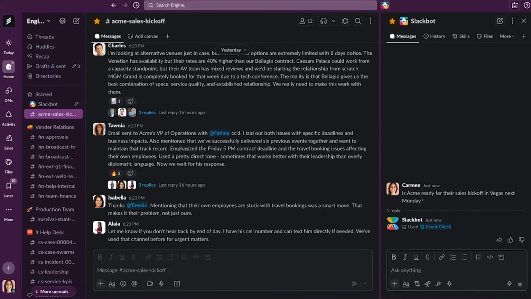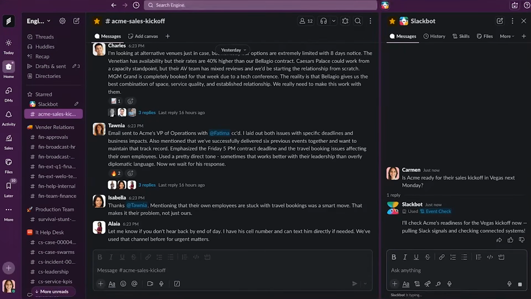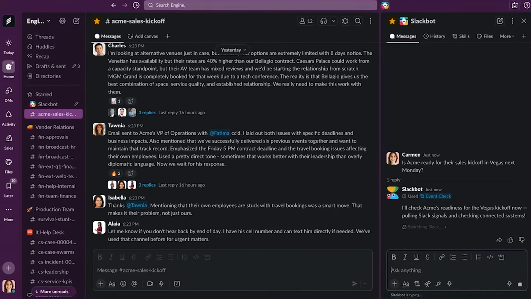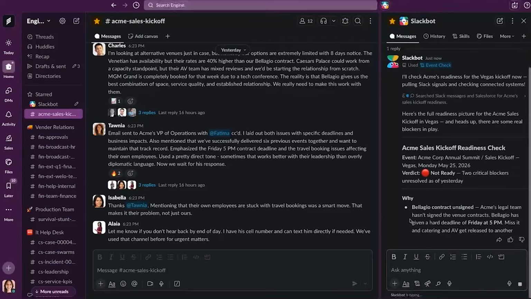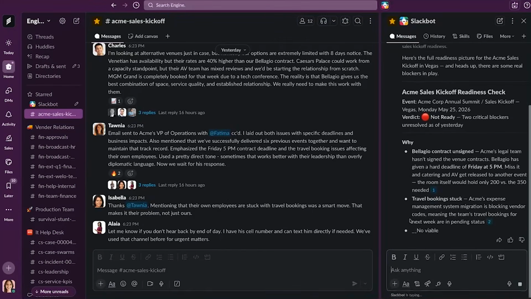What's cool about Slackbot is that it has access to all of that context living in Slack. I've got my channels, my canvases, my files, my conversations. And what's going to happen here is we're going to see it start to query this information for me and pull this context together, and it tells me, yeah, we're almost there, we're close, but there are blockers.